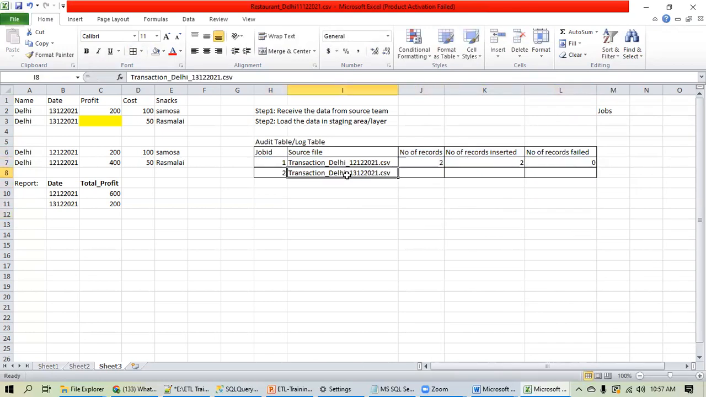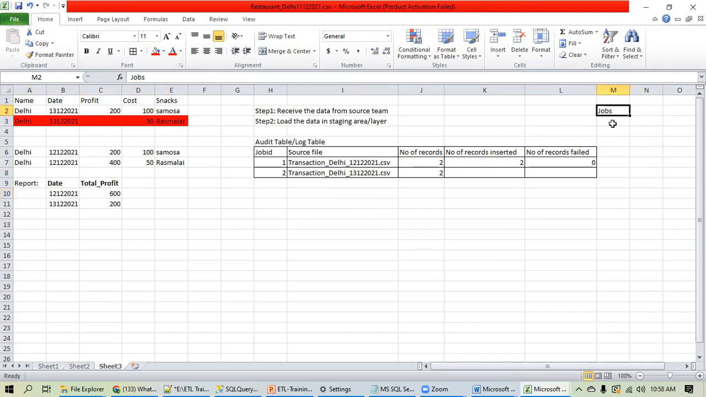Now, 13th December, you received this file from the Delhi manager. What's the total number of records here? 2. Good. Suppose data engineer Aman had implemented a check correctly: if this profit column is null or blank, don't accept that record. If you had coded it correctly in the job, then in that case, will this record be inserted or not? Not. It will be rejected, right?